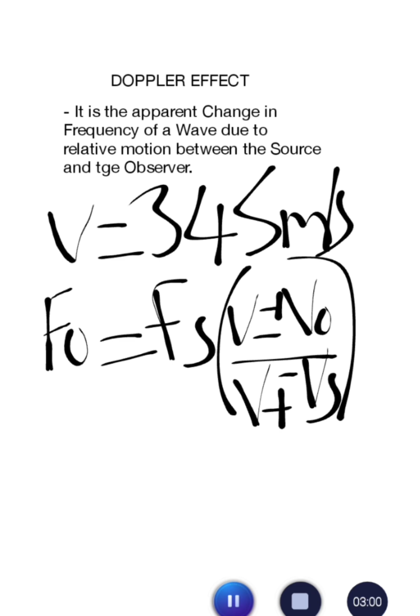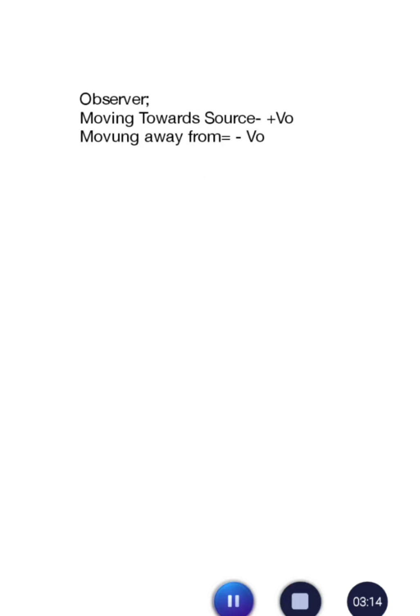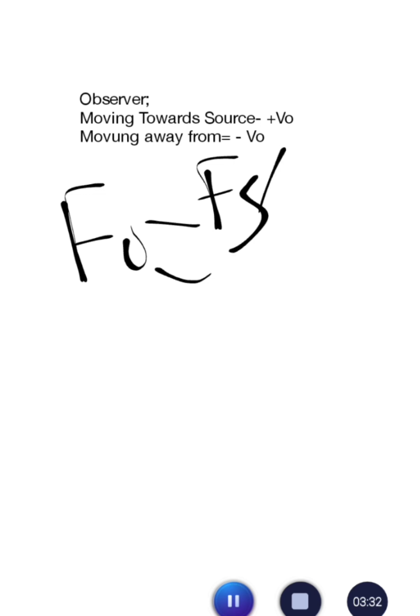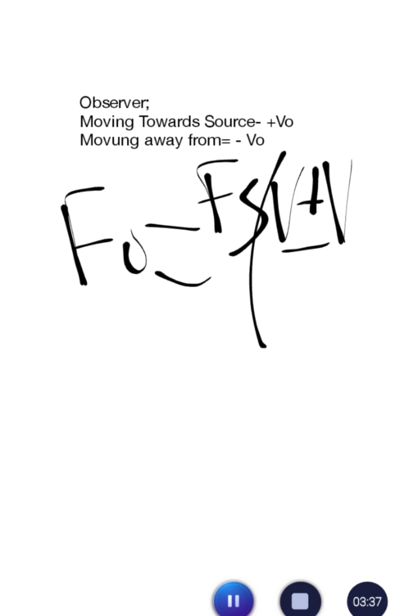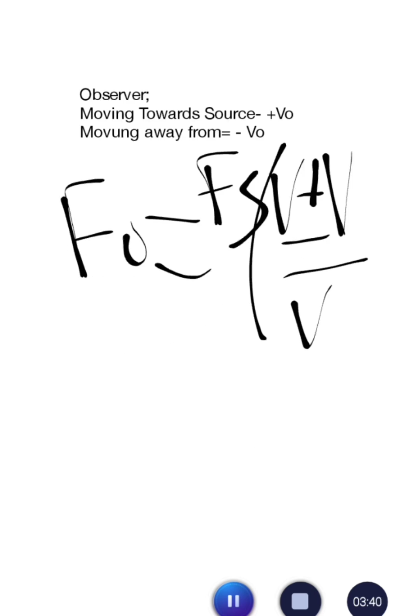That's what determines the sign of this formula. So we are going to do the cases which are usually there, and this is how we use the sign. The formula is going to be written like this: fo is equal to fs times (v plus or minus vo) over v.